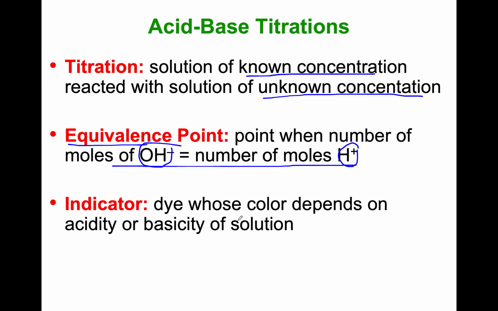So the indicator gives you nice, distinct color changes when this point has been reached. So that's what we choose, the correct indicator. You do the titration and you get the change, and that tells you when the moles are equal to each other.